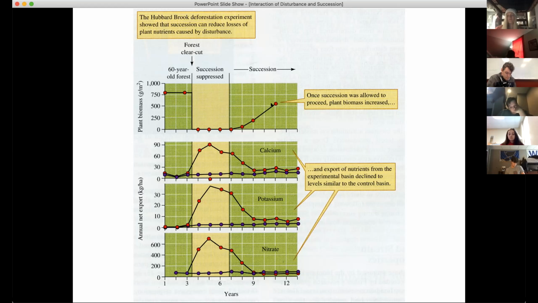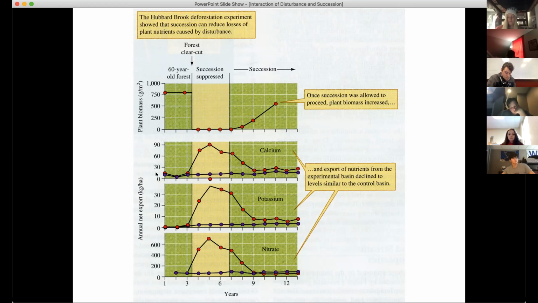Once you free it up, the ecosystem itself starts to generate a lot of plant biomass. And it's because these trees and shrubs are starting to go through this process of succession. So there's this portion here when succession is suppressed. And when succession is suppressed, look what happens to different kinds of nutrients. The two watersheds before deforestation were all fairly similar in terms of the amount of calcium, potassium, and nitrogen that were leaving the ecosystem in stream flow.